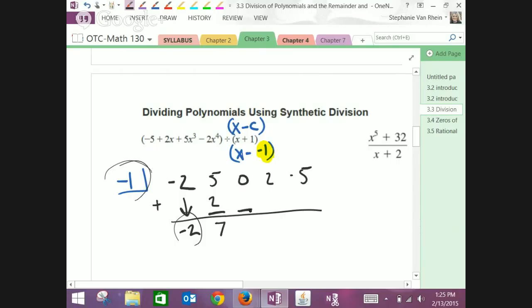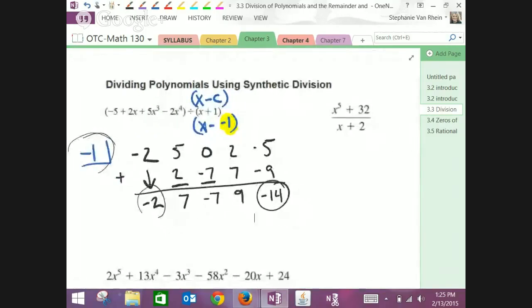How do I get this number? I take 7 times minus 1, which would be minus 7. So I have minus 7. What's minus 1 times minus 7? Positive 7. That gives me 9. Minus 1 times 9, minus 9, plus minus 5 is minus 14. So that's my remainder. You guys see that?